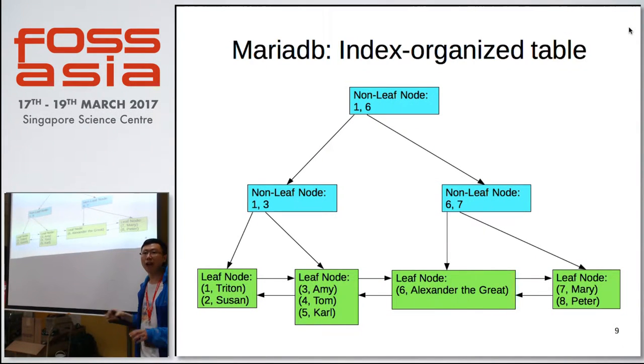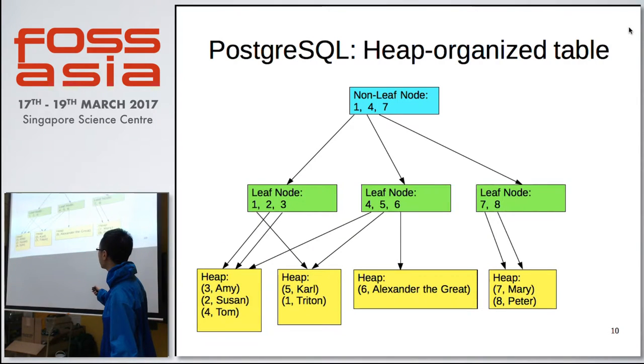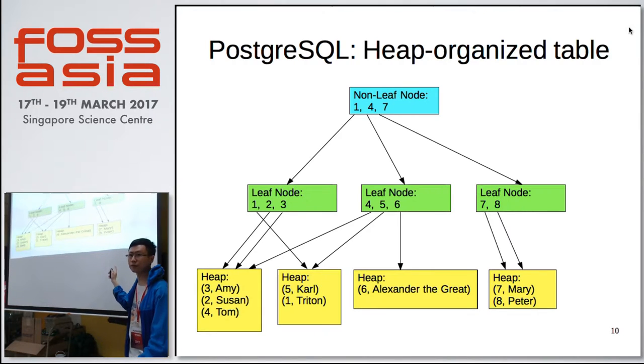No matter how many hard disks you have in your system, the performance of this data block is the final bottleneck. But in Postgres, because we use a heap organized table and we use UUID, the inserts are scattered among this area and also this area. If your hard disk has high performance on random write, your concurrency will be very, very high.